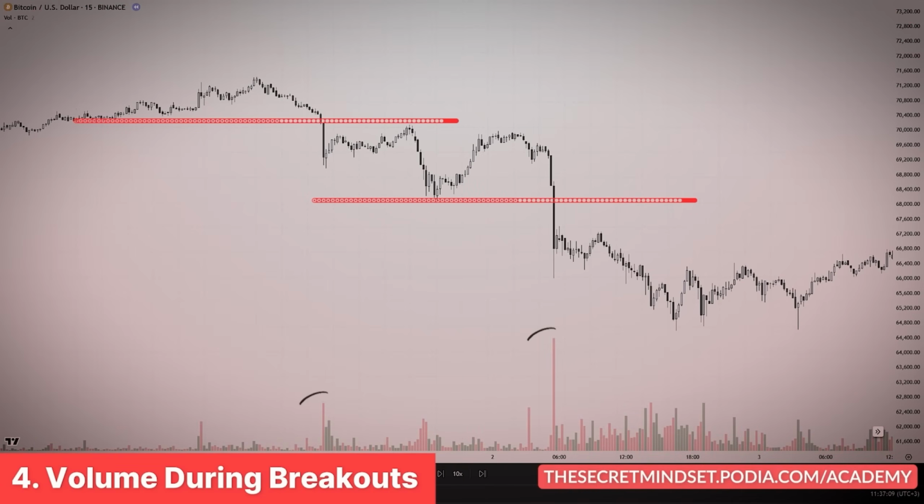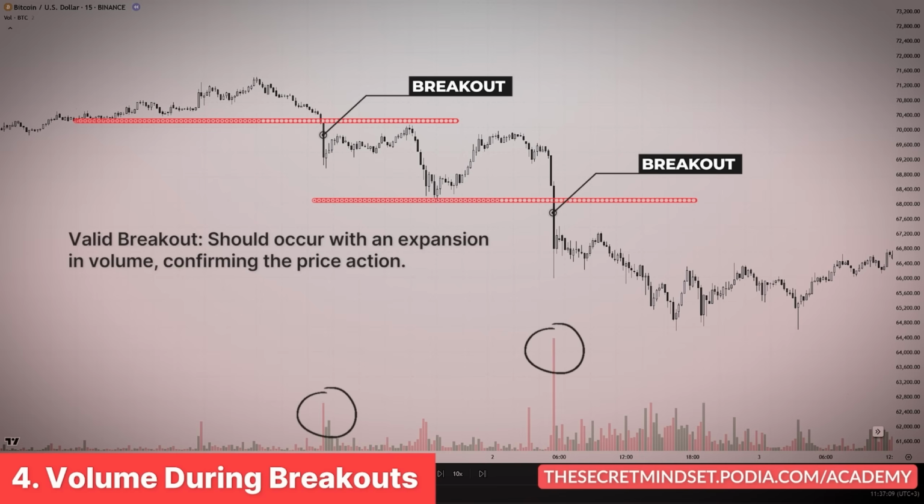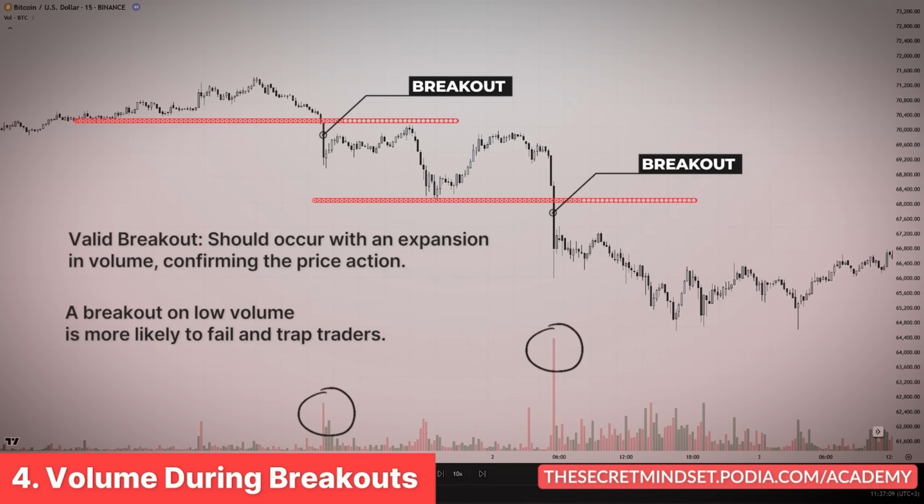Also, track volume during breakouts. A valid breakout, up or down, should occur with an expansion in volume. This confirms the price action. But a breakout on low volume is more likely to fail, trapping traders in the wrong direction.